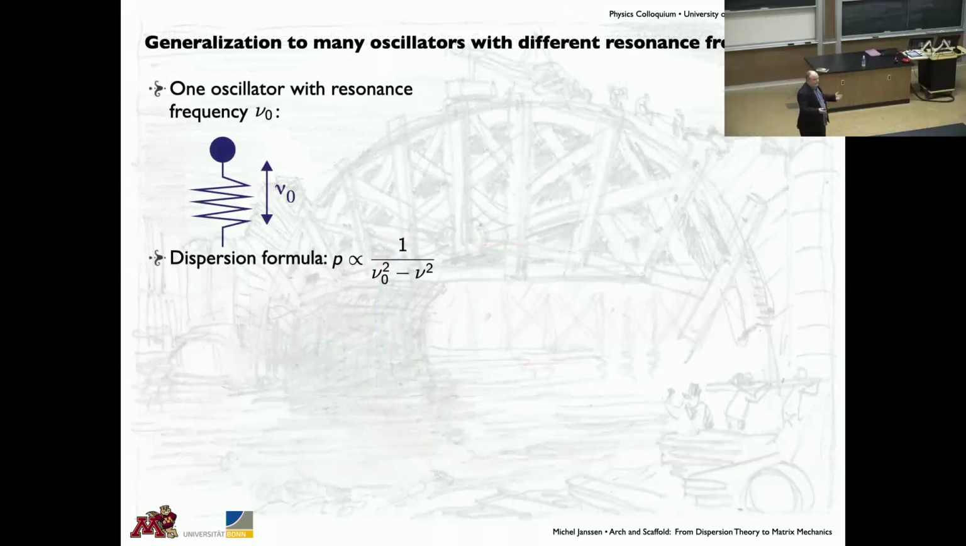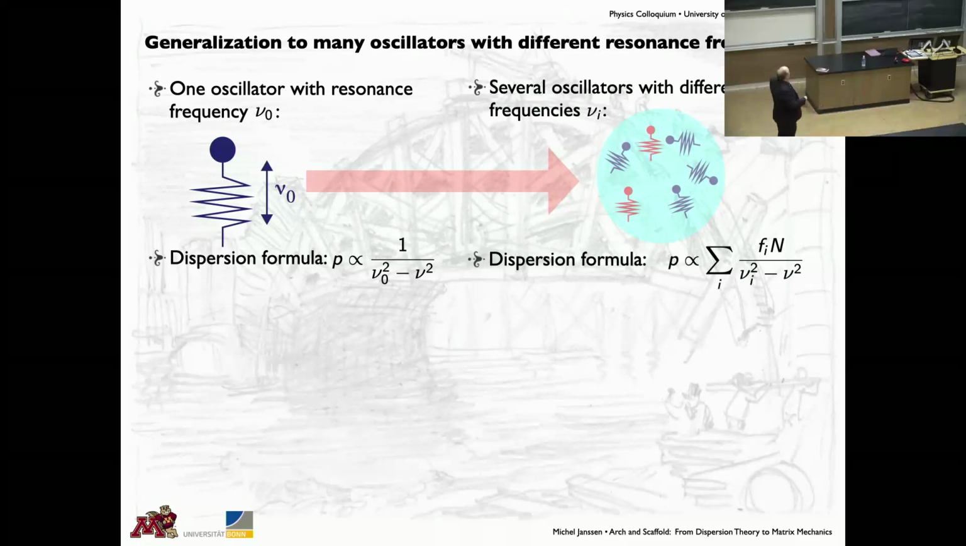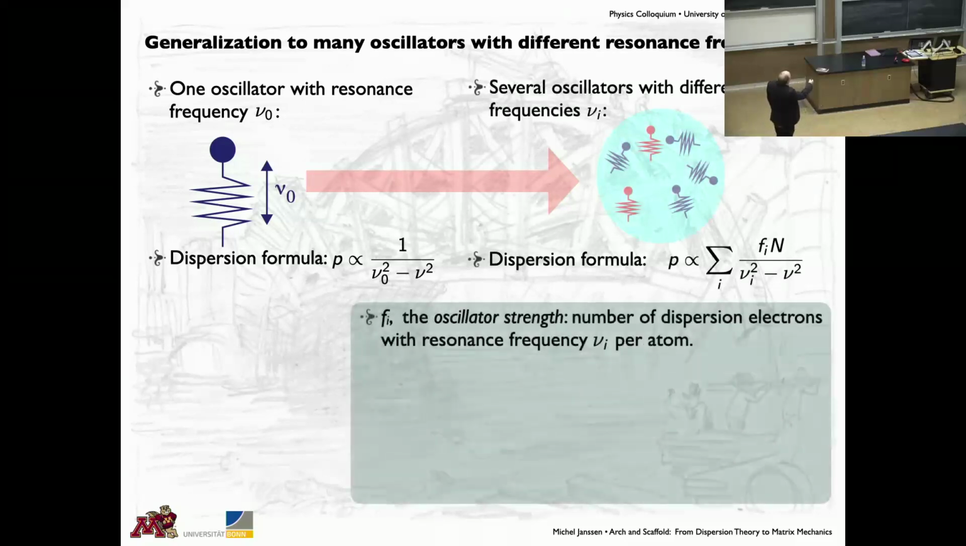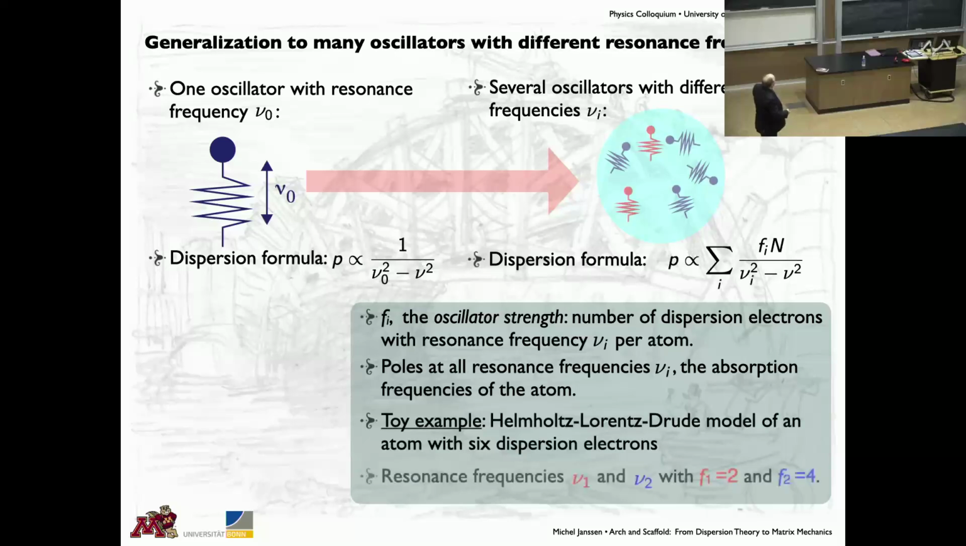And of course, you now want to extend this to not just one resonance frequency, but a whole bunch of them that you identify with the absorption frequencies of the material. So you get something like this. This is a toy example where you have two resonance frequencies, and the idea is that this f_i, which is known as the oscillator strength, in this theory is just the number of dispersion electrons with that particular resonance frequency. It has poles for all the resonance frequencies, and this is just a toy example where you have 6 of these dispersion electrons, 2 with frequency 1 and 4 with frequency 2.